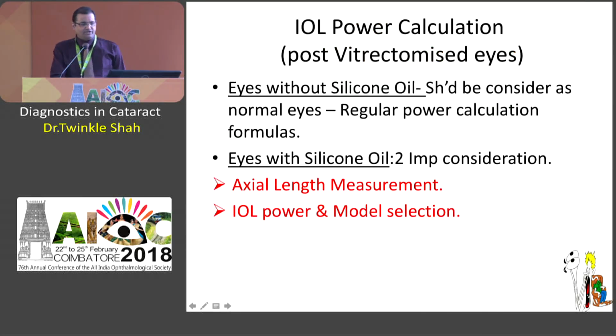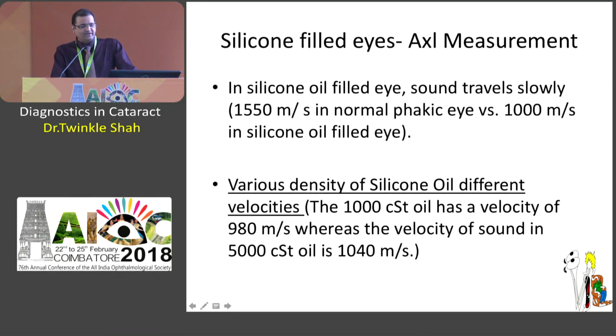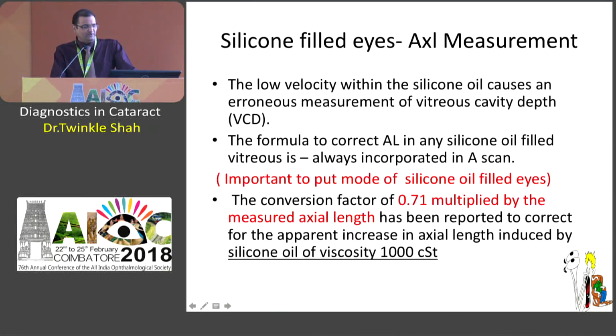Another situation is the post-vitrectomized eye. Now, the important thing is whether the eye is with silicone oil or not. If it is not silicone oil, consider it as a normal eye, and all the regular power calculation formulas can be used. But for eyes with silicone oil, the two important considerations are what is the actual axial length of the patient and how much the IOL power has to be modified, and the selection of the IOL is very important in such cases. In a silicone-filled eye with no mature or advanced cataract, optical biometry gives the best results. For eyes with gas, which blocks the ultrasound, the only option is optical biometry. In silicone-filled eyes, the variable density of the silicone oil is responsible for the dampening of the ultrasound, and that will create a problem.